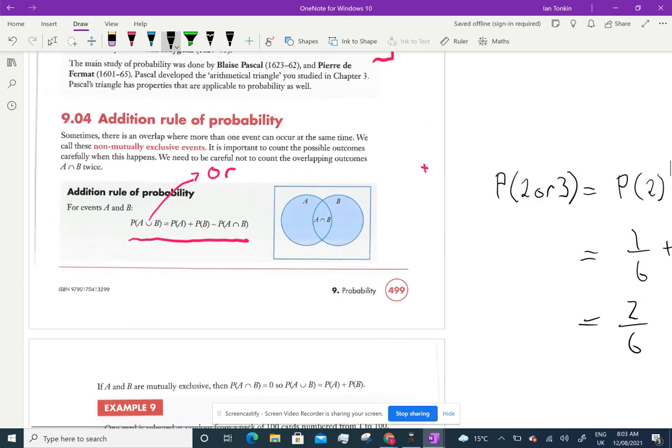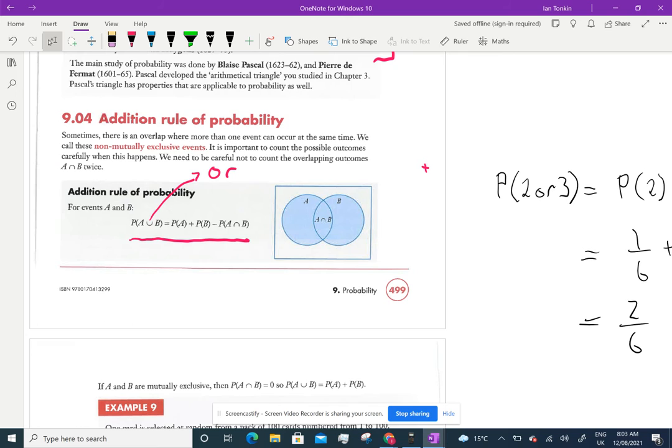So that's what this law states. You've got to be careful of counting this bit twice. So you can either remember, so in your own notes, make this. You can illustrate it with a Venn diagram. And these are what we call non-mutually exclusive events. So they say overlapping, I say counting them twice.